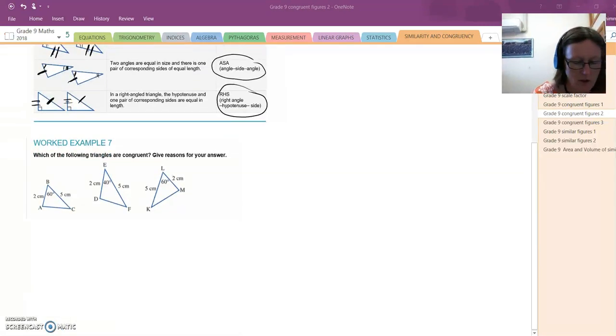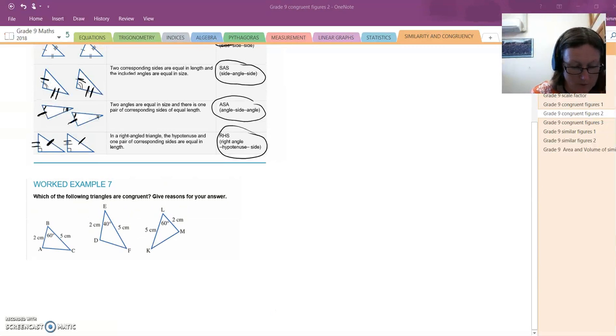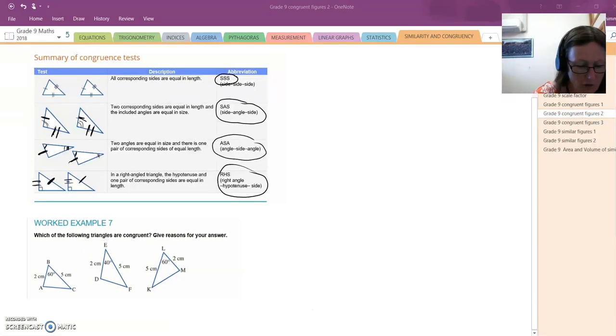Which of these triangles are congruent and how do you know? Well, let's look at what we've got. We don't know the length of all three sides, so it's not going to be that test. It's not a right angled triangle. We only know the value of one angle, so it's not going to be the one that involves two angles.